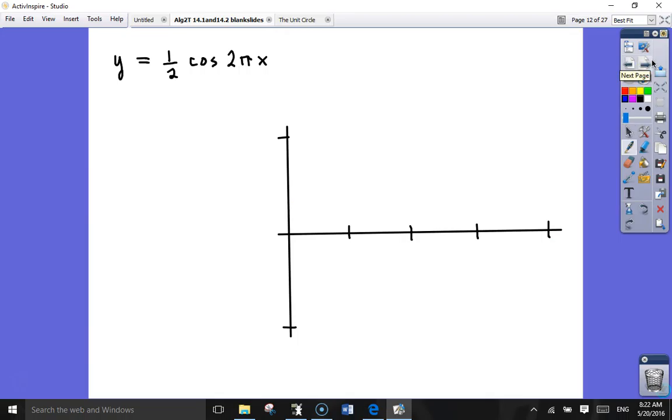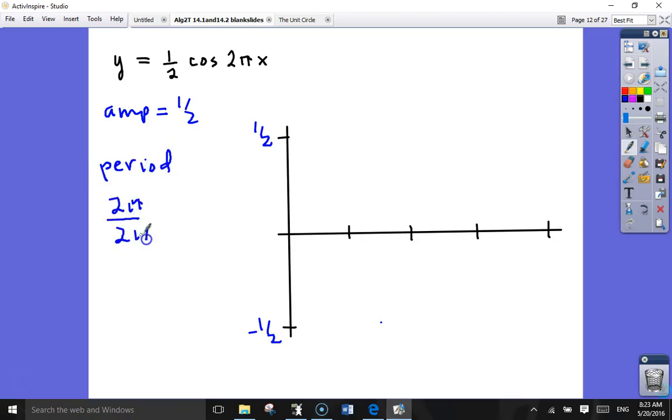Okay, now here's number 2. We have a different amplitude and we have a different period. So what's the amplitude of this one? 1/2. So I can label this 1/2, -1/2, and +1/2. Okay, and the period is 1, right? 2 pi divided by 2 pi, which is 1.